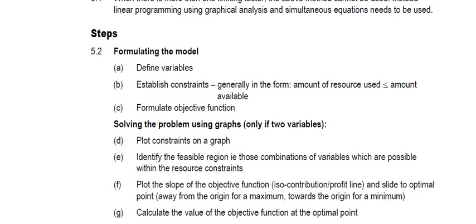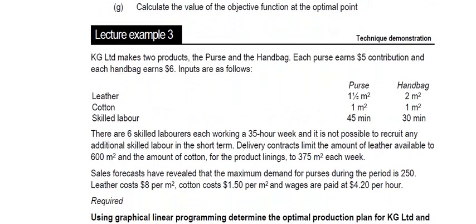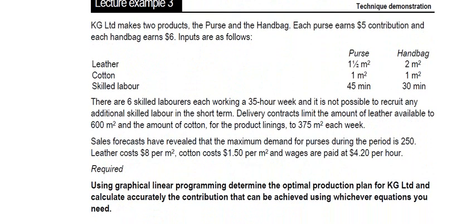So the last thing you do is to calculate the value of the objective function at the optimal point. The optimal point, again, you find by sliding the ruler away from the left side towards the right side until you reach the last point where the isoline leaves the feasible region. So let's quickly look at that question 3 there.